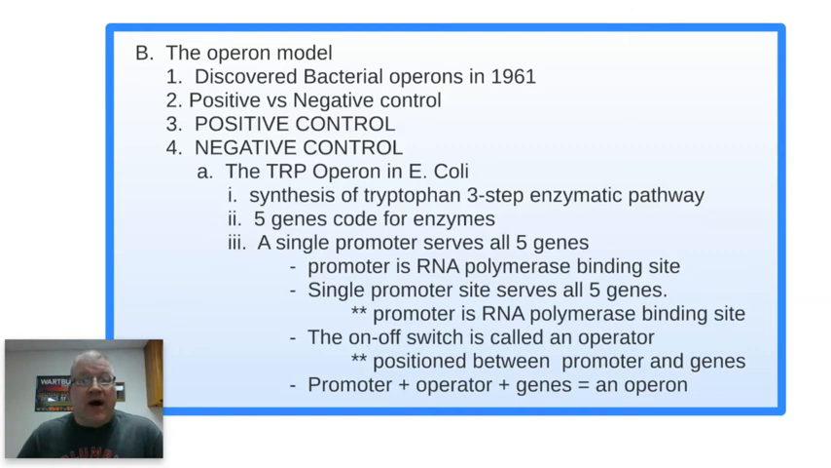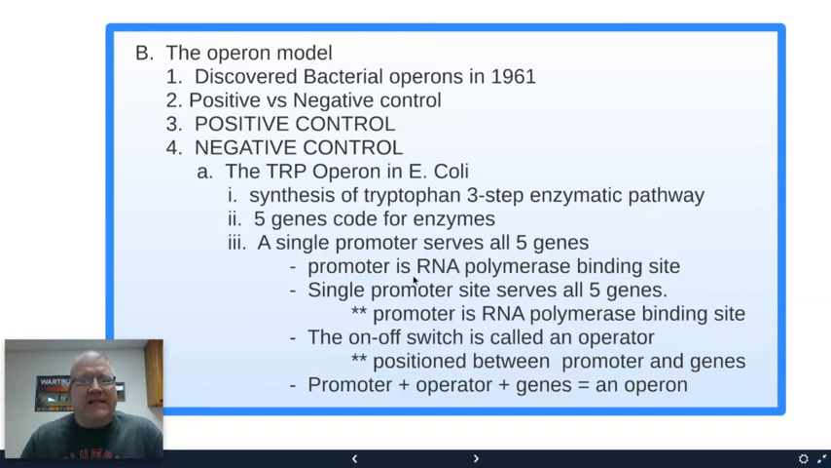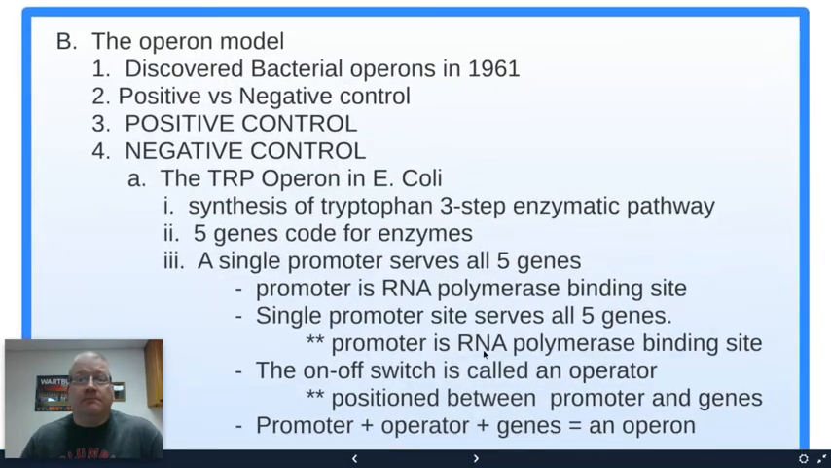The trp operon is also in E. coli, and it is a step-by-step chemical pathway to produce the amino acid tryptophan. This is an operon. One single promoter. You've got an operator, and that promoter and operator then switch on or off the genes that it controls. Let's take a look at a diagram.